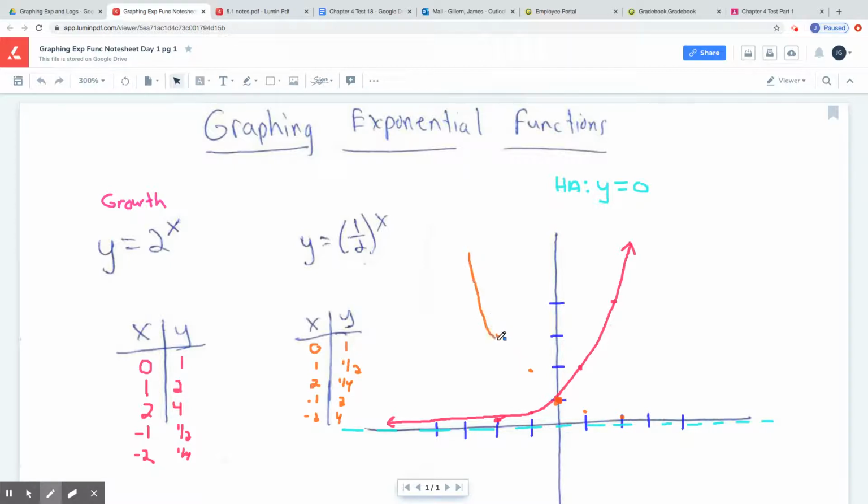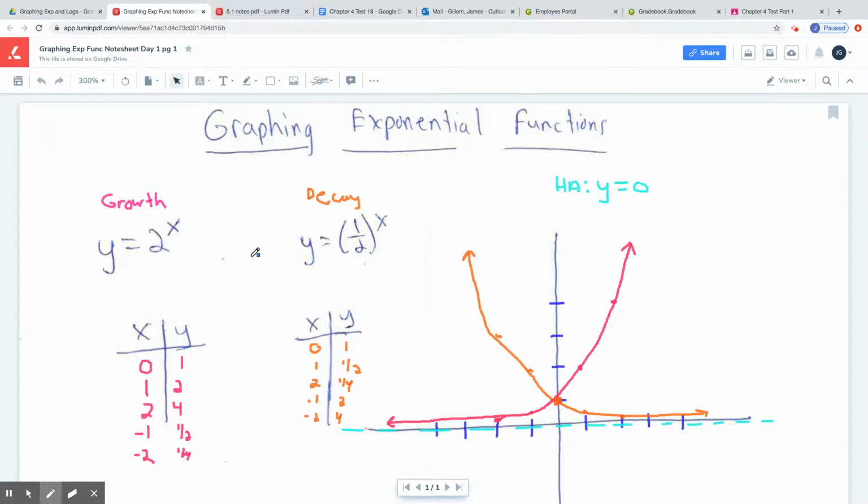This is still an exponential function, all right? It has an asymptote at y equals 0, but it's going down. This is what we call a decay function, exponential decay. We have growth and we have decay.